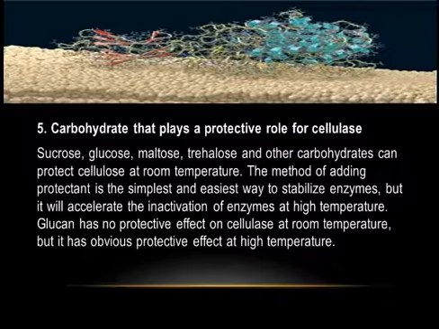5. Carbohydrate that plays a protective role for cellulase. Sucrose, glucose, maltose, trehalose and other carbohydrates can protect cellulase at room temperature. The method of adding protectant is the simplest and easiest way to stabilize enzymes, but it will accelerate the inactivation of enzymes at high temperature. Glucan has no protective effect on cellulase at room temperature, but it has obvious protective effect at high temperature.